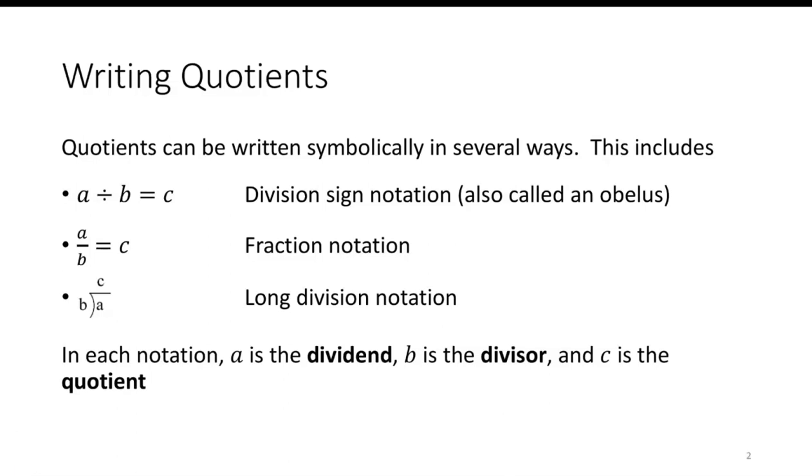Like multiplication, quotients can be written symbolically in several ways. This includes the division symbol, a divided by b is c. That's the division sign notation, which is also called an obelus. A over b equals c, that's the fraction notation, or a divided by b equals c in long division notation. In each notation, the a is called the dividend, the b is the divisor, and c is the quotient.